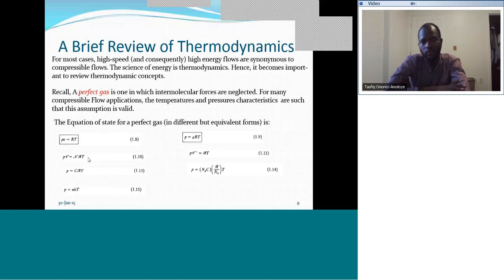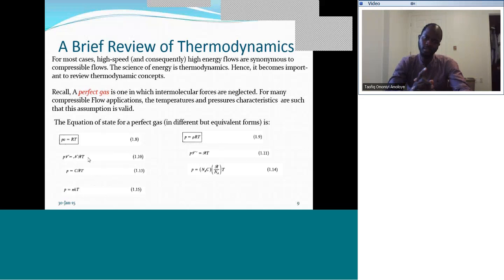And the intermolecular forces are such that when the molecules are close together, they tend to repel one another, but when they are at a distance to one another, they tend to attract themselves. So in real gases, the intermolecular forces are there, but sometimes it's just easier to neglect the effect of such intermolecular forces of repulsion and attraction to make engineering calculations easier. So when we neglect such effects of intermolecular forces in a fluid, particularly gases, then we are talking of a perfect gas.